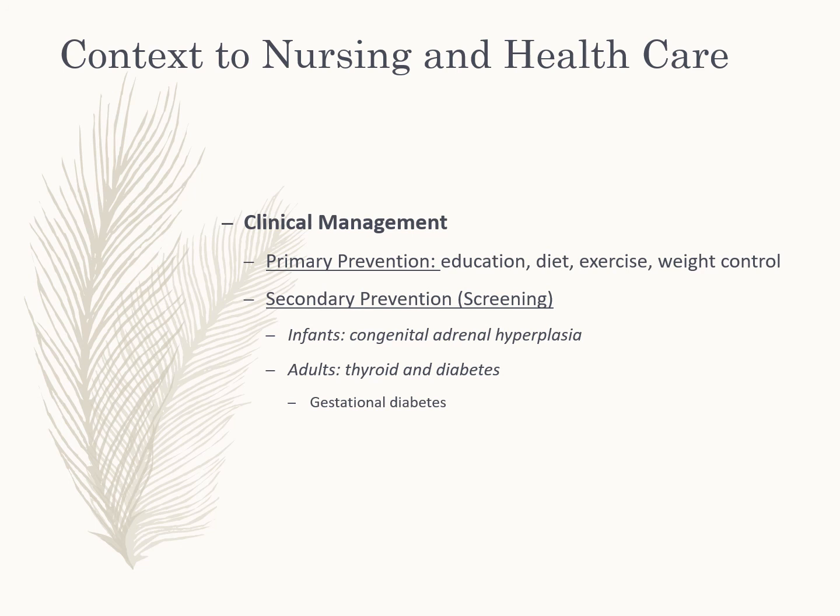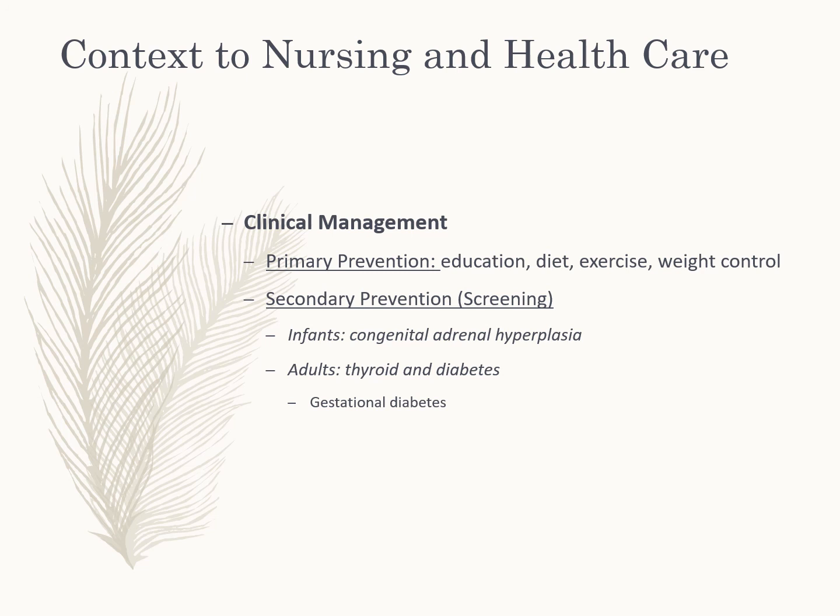Secondary prevention refers to the early identification of a disease so that prompt treatment can be initiated. The two primary endocrine-related screening recommendations are for thyroid and diabetic conditions and include recommendations for infants and adults. For infants, a thyroid screening is recommended as part of their screening panel. This screens them for 31 core conditions, including 2 endocrine disorders, which are congenital adrenal hyperplasia and congenital hypothyroidism.